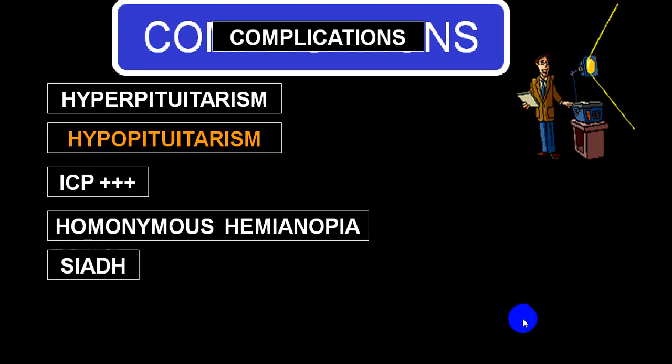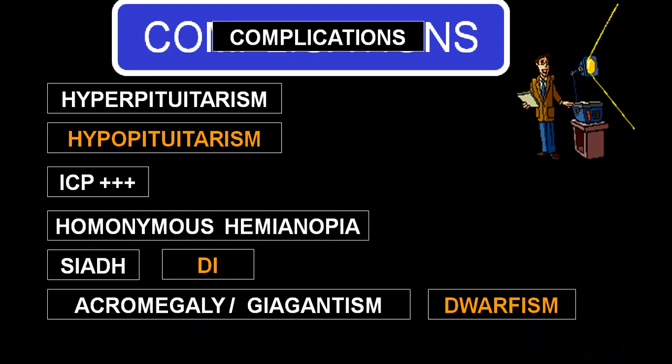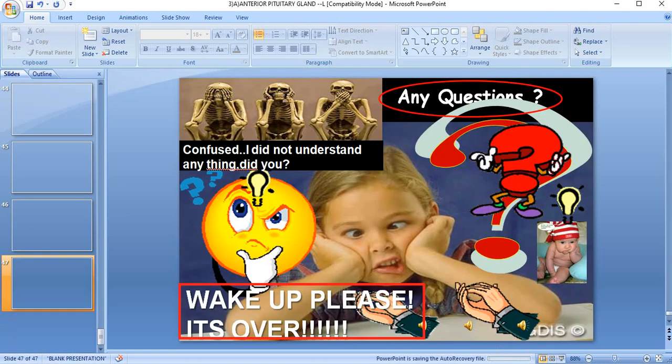Bitemporal hemianopia. Because of overproduction of ADH, SIADH; acromegaly and gigantism because of increased production of growth hormone; decreased production of ADH, diabetes insipidus; decreased production of growth hormone, dwarfism, etc. These are all the things, the information regarding the anterior pituitary. I hope this will be helpful to you.